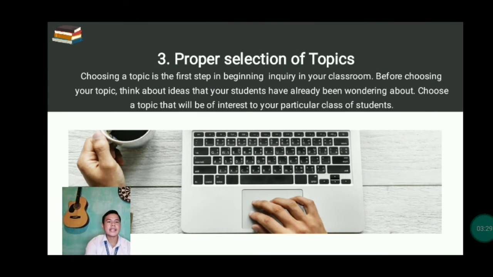So the third one is proper selection of topic. Yes, you have to choose a topic as the first step in the beginning of your classroom. So before choosing your topic, think about the ideas that your students have already been wondering about, choosing a topic that will be of interest to your particular class of students.